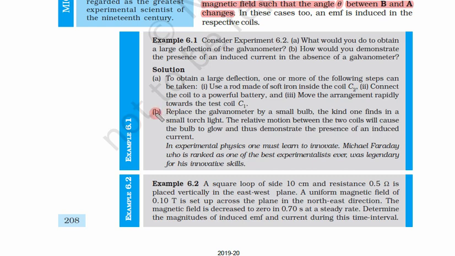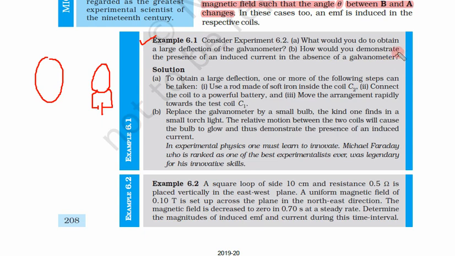After understanding Faraday's law of induction and his experiment, let us see some examples. Example 6.1. Consider experiment 6.2. Experiment 6.2 was that where one big coil was there, and another small coil was attached to a battery. But there was no key. What would you do to obtain a large deflection of the galvanometer in this experiment? How would you demonstrate the presence of an induced current in the absence of a galvanometer?